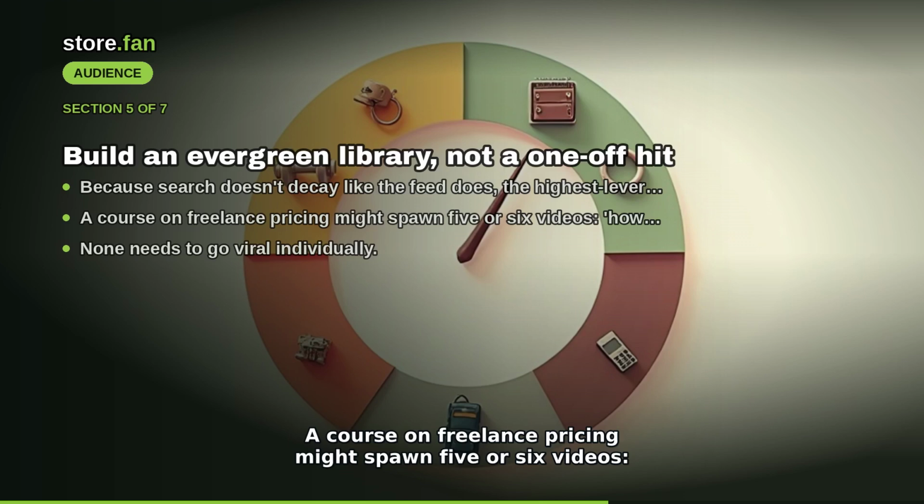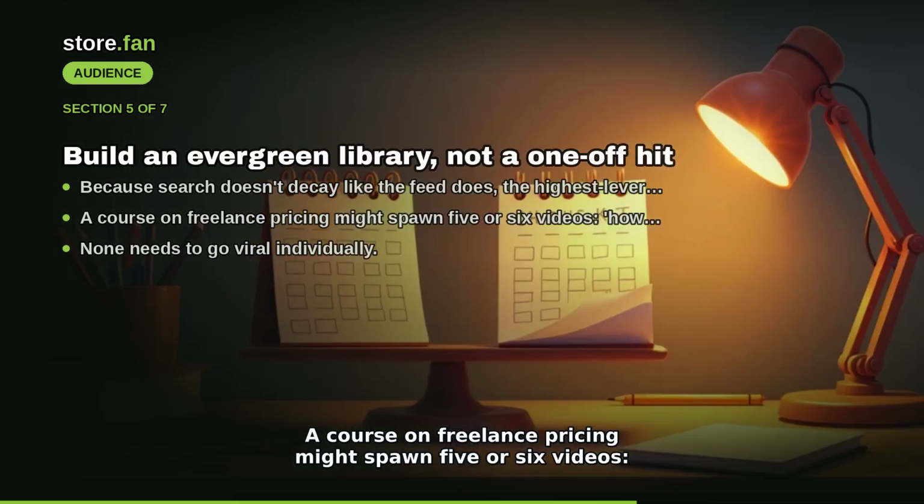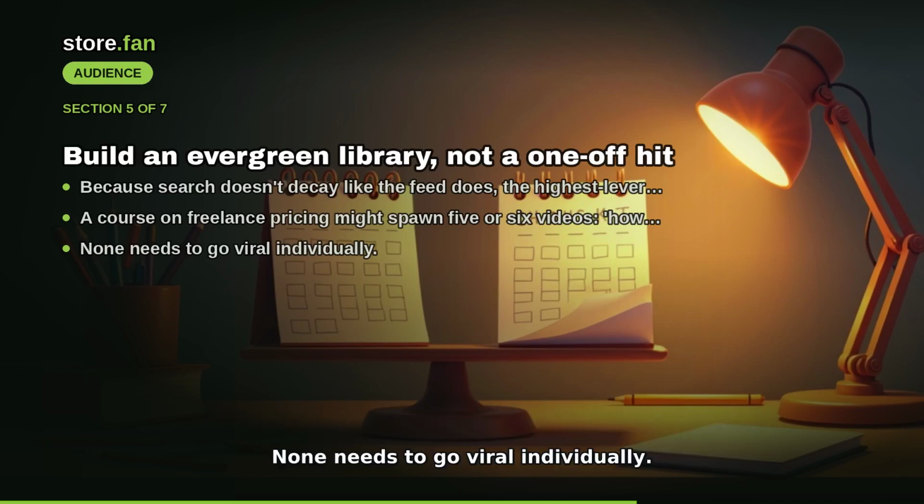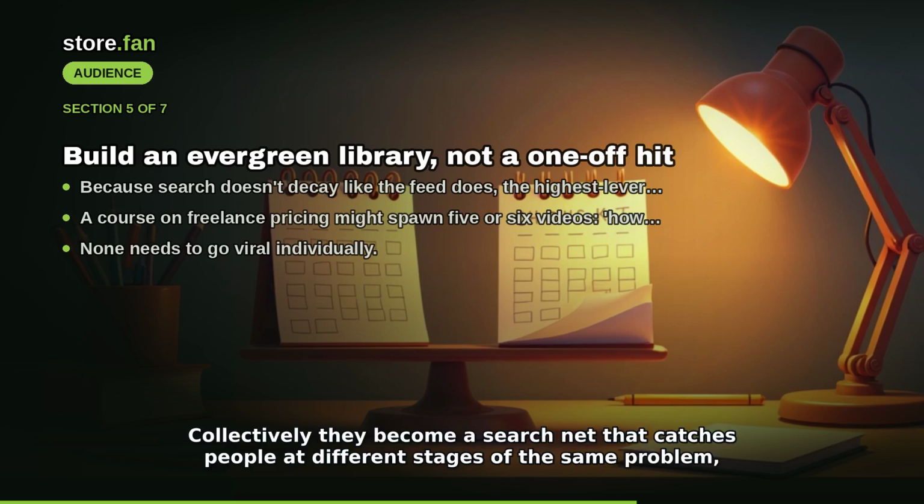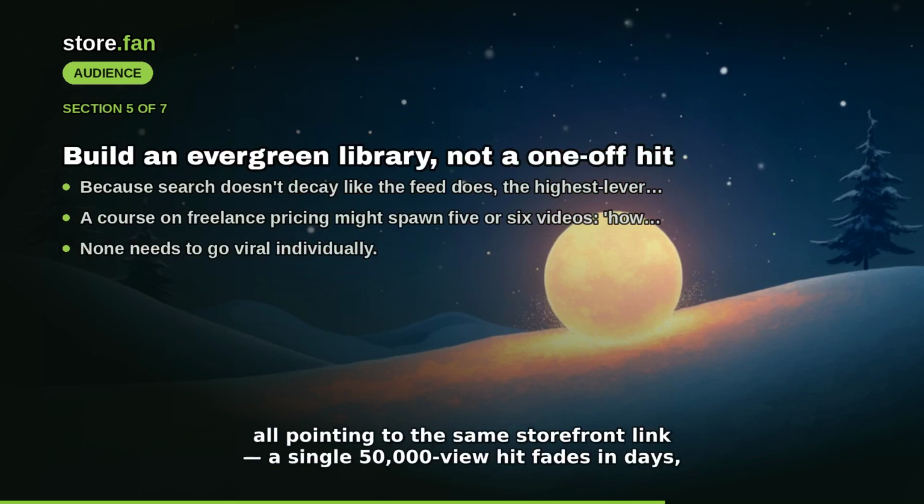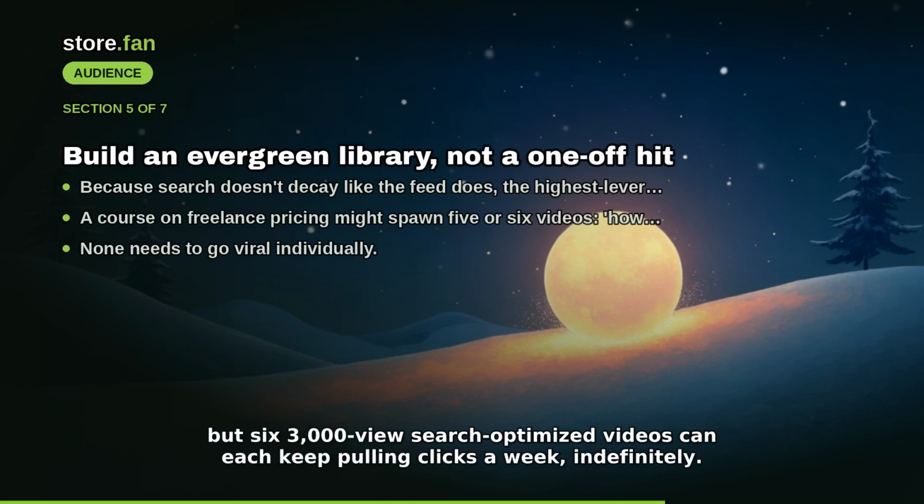A course on freelance pricing might spawn 5 or 6 videos: how to price your first client, how much to charge for a logo, what to say when a client asks for a discount, each targeting a distinct keyword from autocomplete. None needs to go viral individually. Collectively, they become a search net that catches people at different stages of the same problem, all pointing to the same storefront link. A single 50,000 view hit fades in days, but 6 3,000 view search-optimized videos can each keep pulling clicks a week, indefinitely.